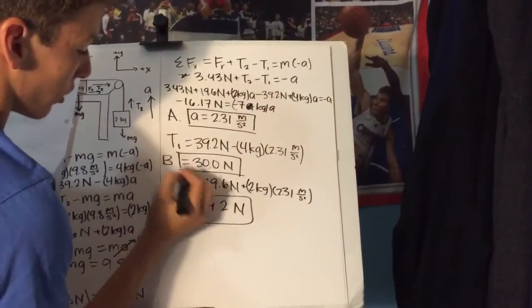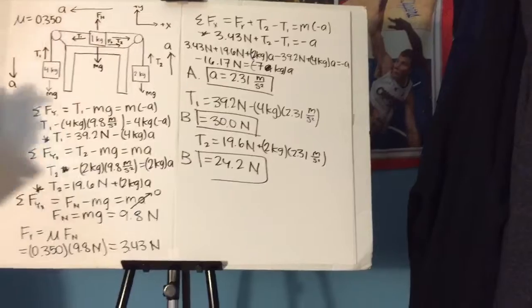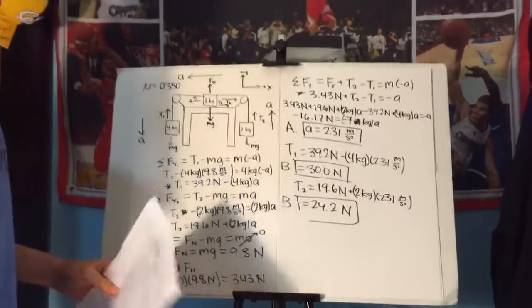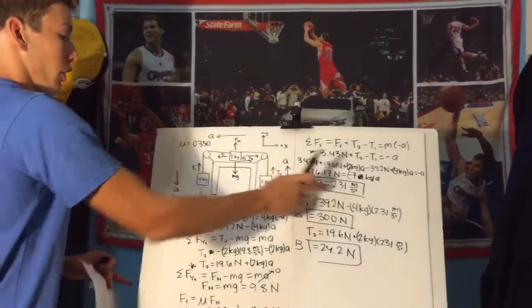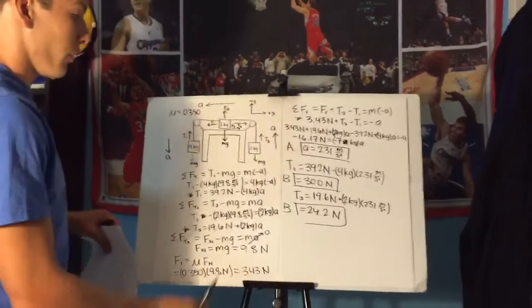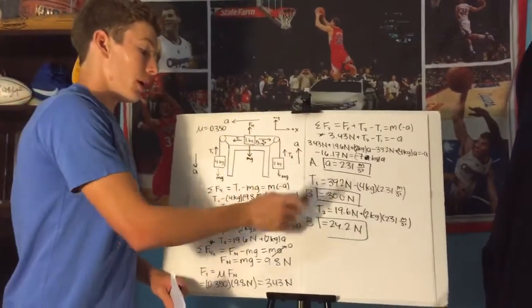And that is part B. So we just solved the entire problem. We found the acceleration of all the objects, and we found the tension in cord 1 and cord 2.